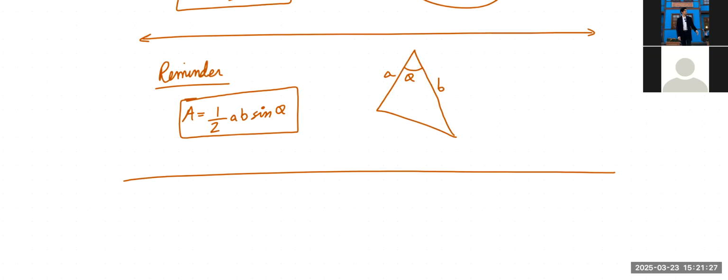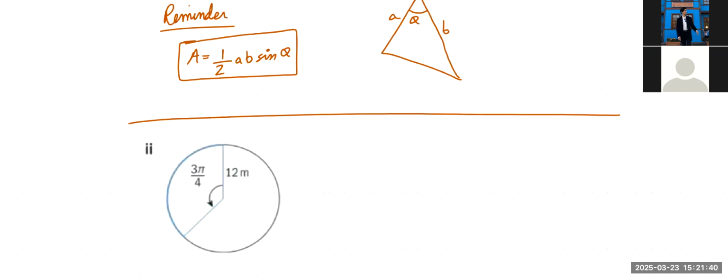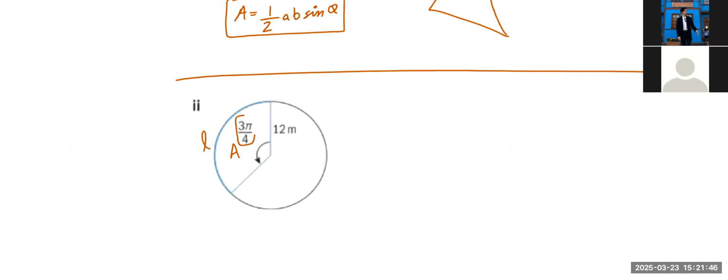So let's try a question now. Let's try a simple one first. So can you take a look at this guy? I want you to find the arc length, which is here, and the area of the sector. What do you think? Is this angle in radians or degrees? Radians. Yeah. First of all, it has a pi, which is normally a telltale sign that it's in radians.